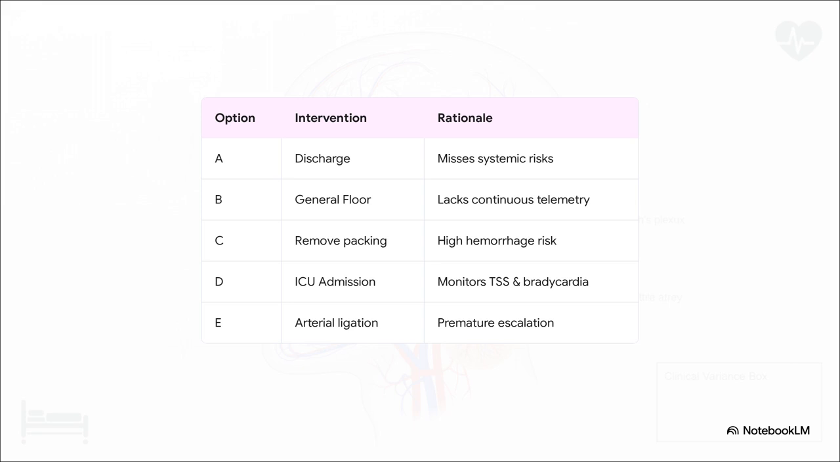How about option C, removing the packing to observe? Nope, that just invites an immediate massive hemorrhage recurrence. And option E, immediate surgical arterial ligation, that's a vastly premature operative escalation since the packing currently has the bleeding stabilized. That leaves us with only one absolutely correct pathway. Option D, admit to the ICU for continuous telemetry and monitoring. It is the strict mandate to continuously monitor for the dual threats of staphylococcal TSS and reflex bradycardia.